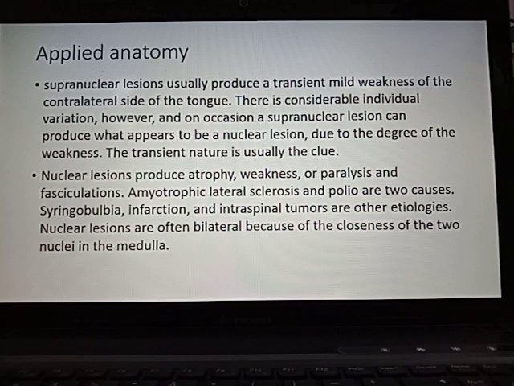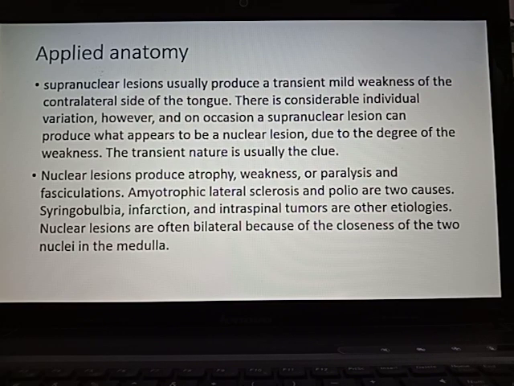Then come to the applied anatomical part. Supranuclear lesion usually produces a transient mild weakness of the contralateral side of the tongue. There is considerable individual variation. However, on occasion, a supranuclear lesion can produce what appears to be a nuclear lesion due to the degree of weakness. The transient nature is usually the clue. And nuclear lesions produce atrophy, weakness or paralysis and fasciculation.